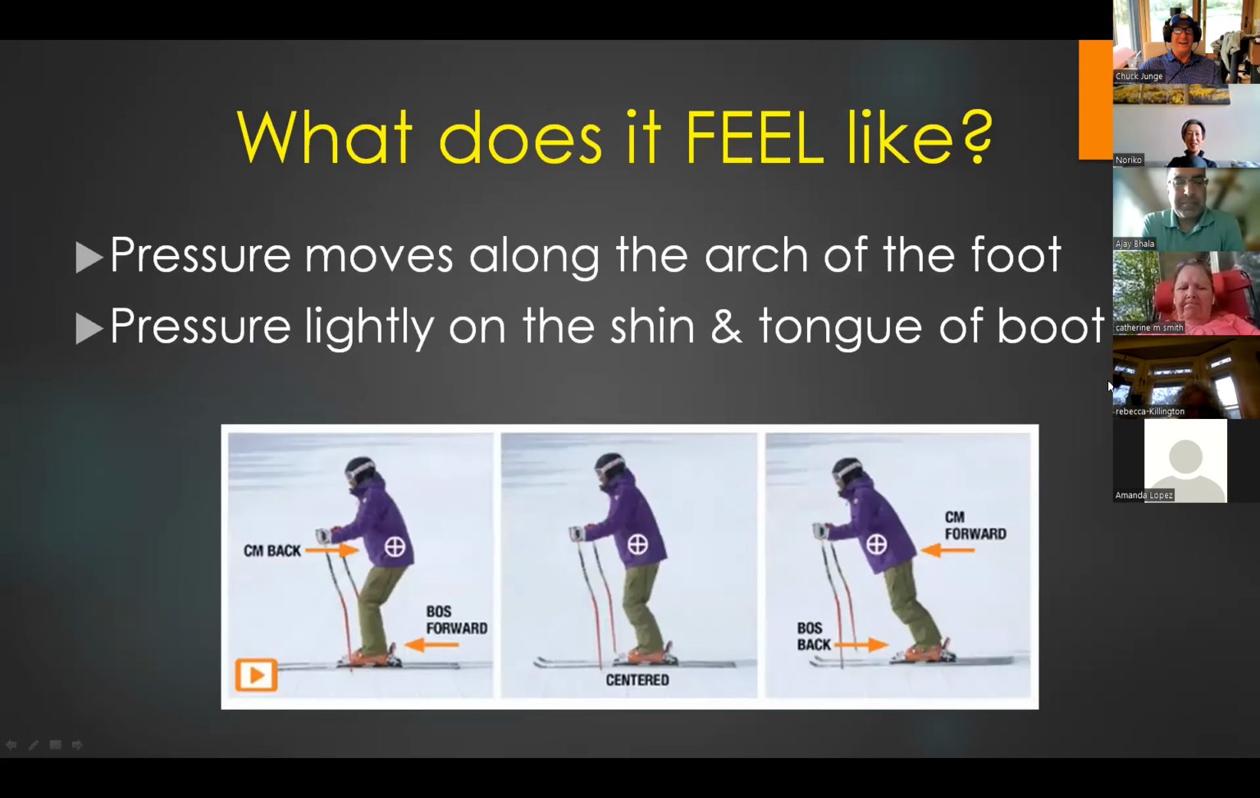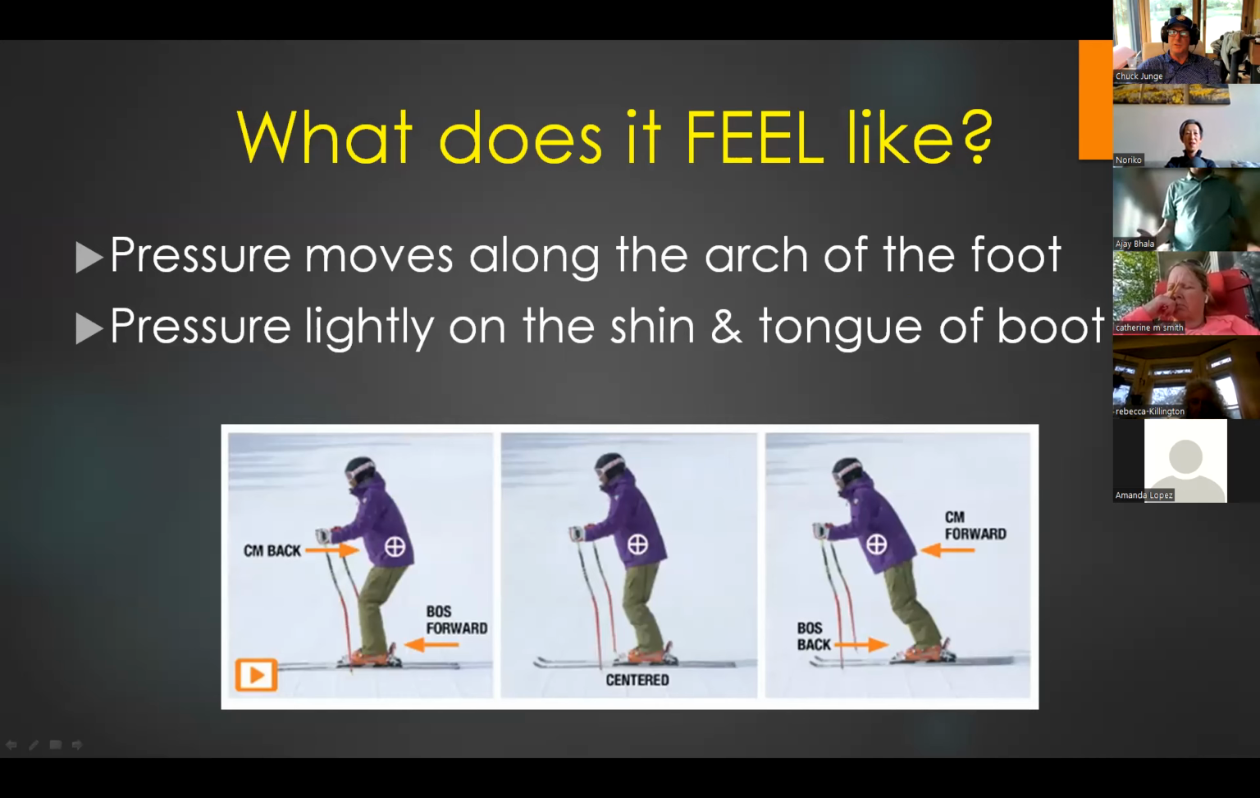All right. So what does it feel like? These are my thoughts when I think about feeling. I think of it in terms of pressure moving along the arch of the foot, with predominant pressure somewhere between the middle of the arch and a little bit towards the heel, right in front of the heel part, like right here. That's kind of where I think about it.